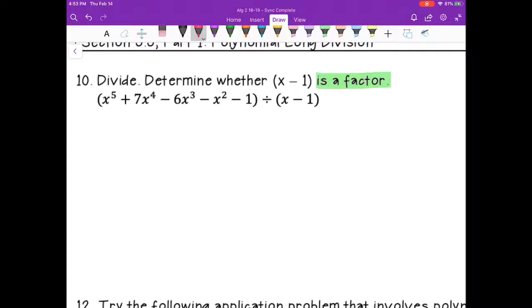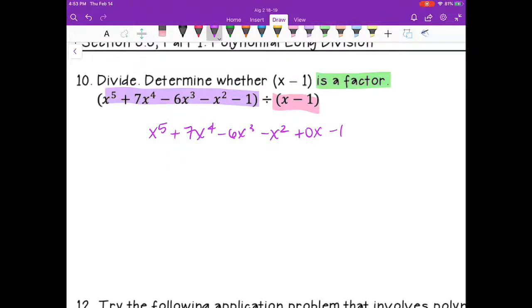So when we set up our long division, our polynomial inside the box is always the long one, and the one that we're dividing out always goes outside the box. So we've got x to the 5th plus 7x to the 4th minus 6x cubed minus x squared. And then don't forget, just like with synthetic division, if we are missing one of our x's, so we're missing x to the 1st, we still should include it so that we don't end up with the wrong answer. We need to include that 0x term because it's really there and it really exists. And then we're dividing by x minus 1.